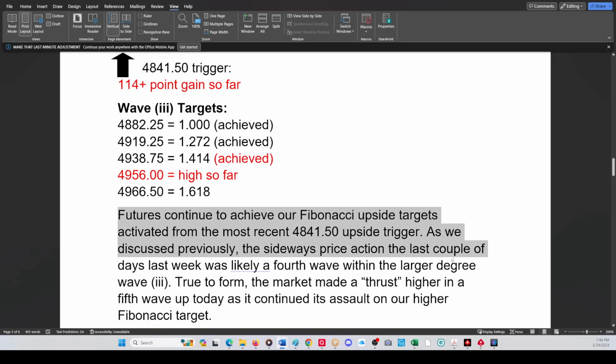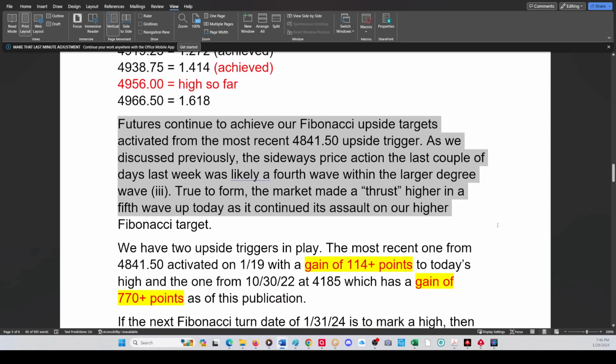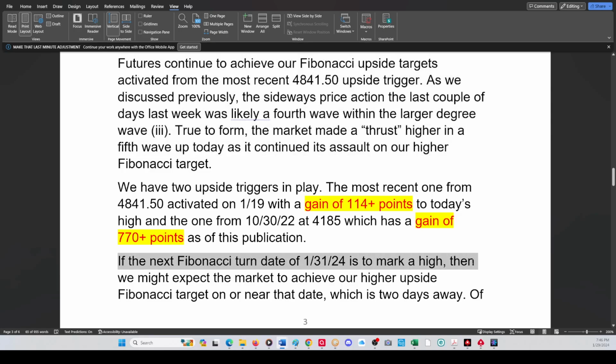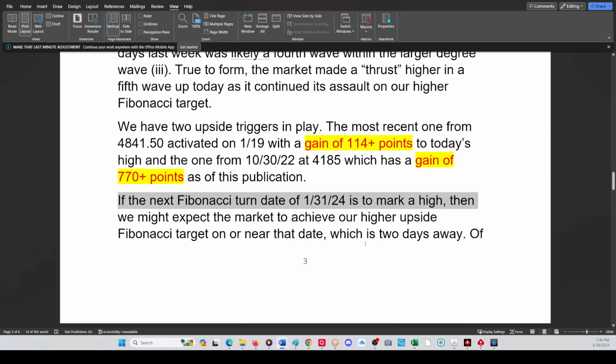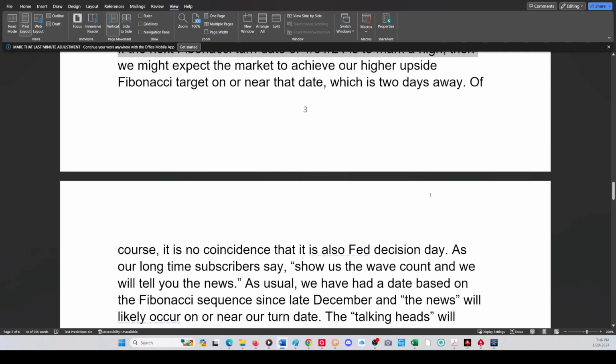The sideways price action was a likely fourth wave within the larger degree wave 3 with parentheses. True to form, the market did thrust out higher, continues its assault on our targets, okay? There's our 2 upside triggers in play. The verbiage, the next turn date, and we've been writing this for a while, is 1/31. Probably will mark a high as we expect, okay? See our upside higher targets. It's only 2 days away, okay?